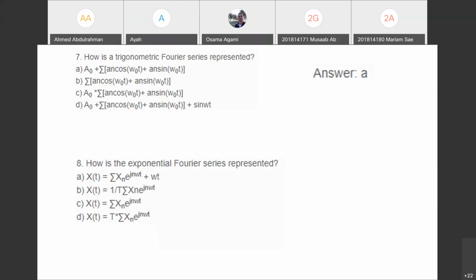How is the exponential Fourier series represented? What is the formula for the complex Fourier series? A or B or C or D? C. Because A is wrong, as he added something which is not in the formula. The second one is wrong because he multiplied by 1 over the period. And C is the right answer. D is wrong because he multiplied T by this one. So the right complex Fourier series formula is C.